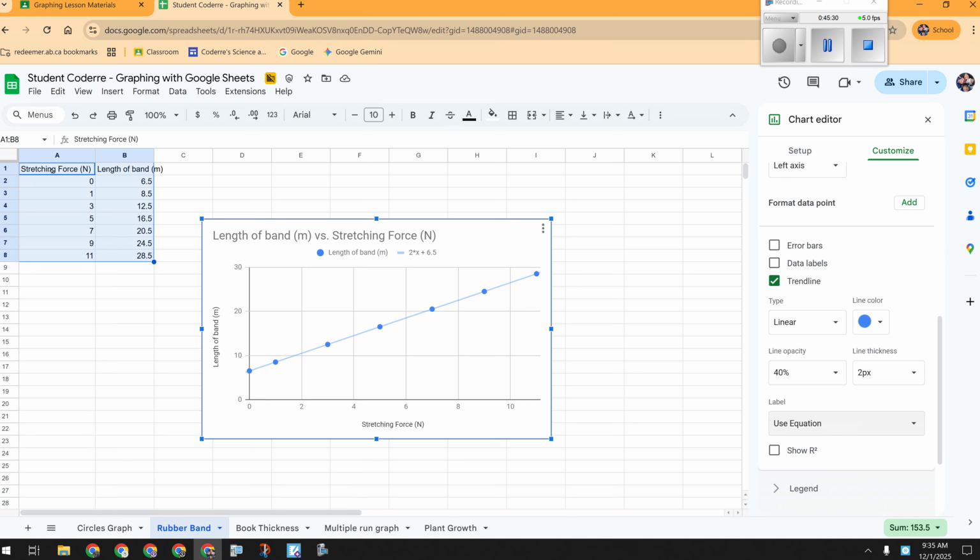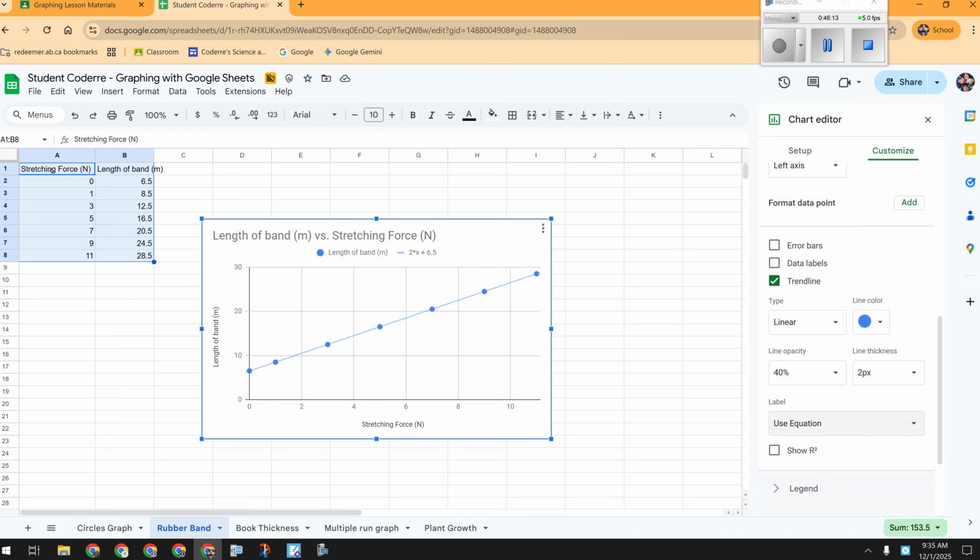Okay, now before we do anything else, let's talk about what that's going to mean. So y equals 2 times x plus 6.5. So 6.5 is b. B is the y-intercept. It is what the value of y is when x is 0. And what's on the x-axis of this graph is stretching force. So the y-axis is length. What is the y-intercept? What is b telling me about the rubber band?